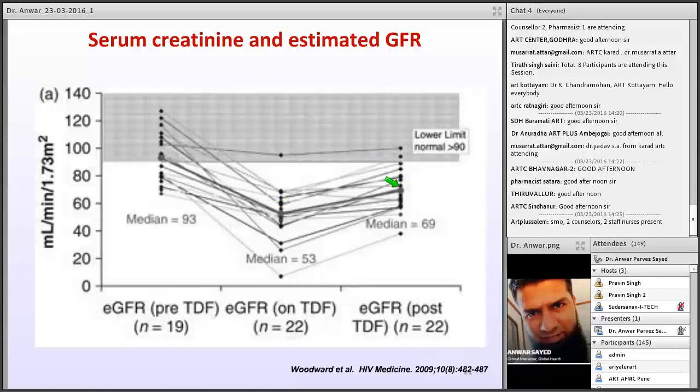What does that mean? That means that if a person is having toxicity to tenofovir, which is shown by raised serum creatinine, and if you stop that drug, substitute with the other suitable drug, then the renal functions will come down to normal in 95.5% of the patients.